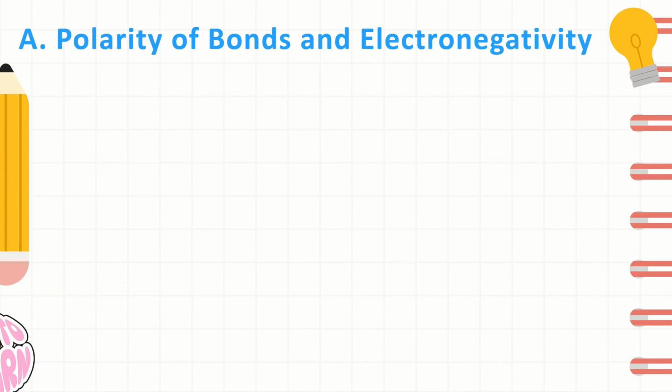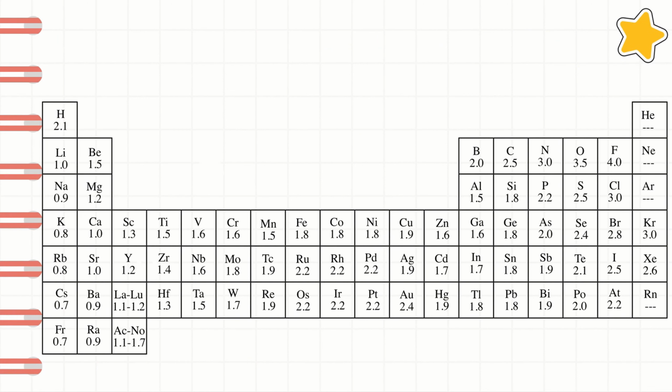First, polarity of bonds and electronegativity. So, sa periodic table of elements natin, there is an electronegativity present in each element. So, this is the number wherein it is the tendency of an atom to bond. So, ito yung kanyang electronegativity.